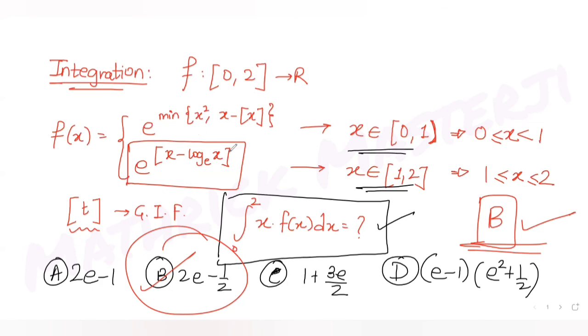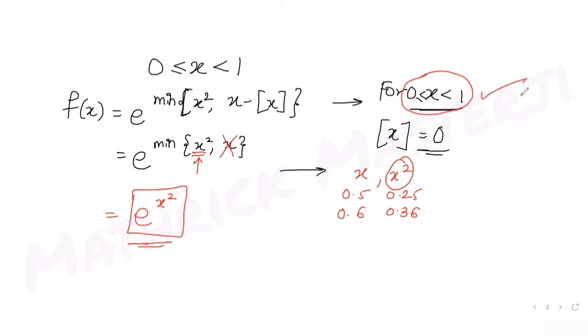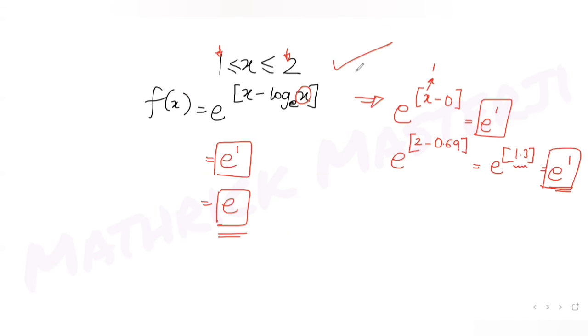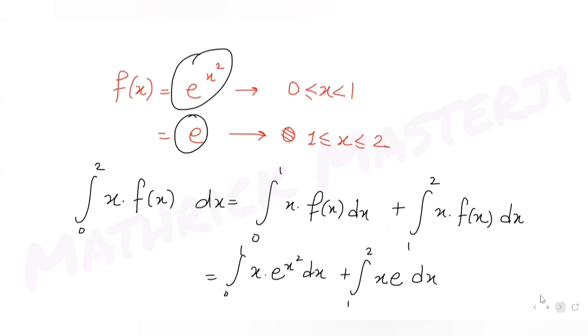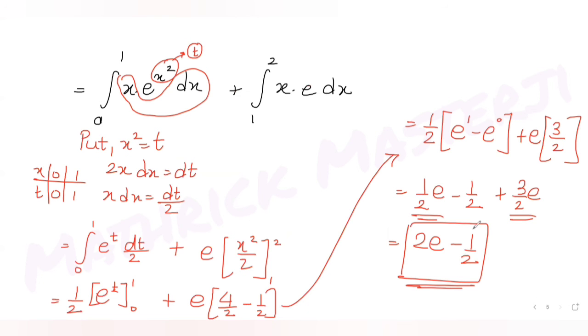I hope you have understood how to solve this type of questions. So first we figured out the values of the functions for the intervals of x given, from 0 till less than 1 and from 1 to 2. Once I figured out both the functions, I found the integral of them, multiplying that function with x. Once I solved that integral further, I got 2e minus half, which matches with option B. So B becomes the correct answer here.